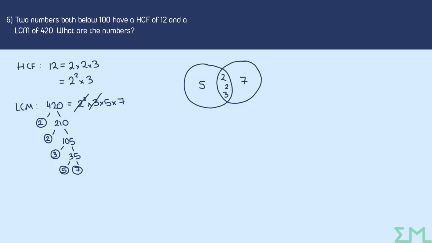Now we can work out what the two numbers are. This number on the left circle is 2 squared times 3 times 5.